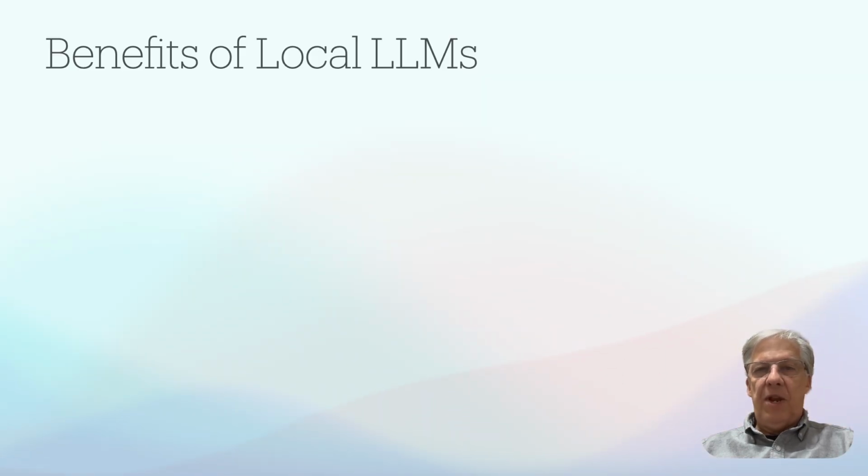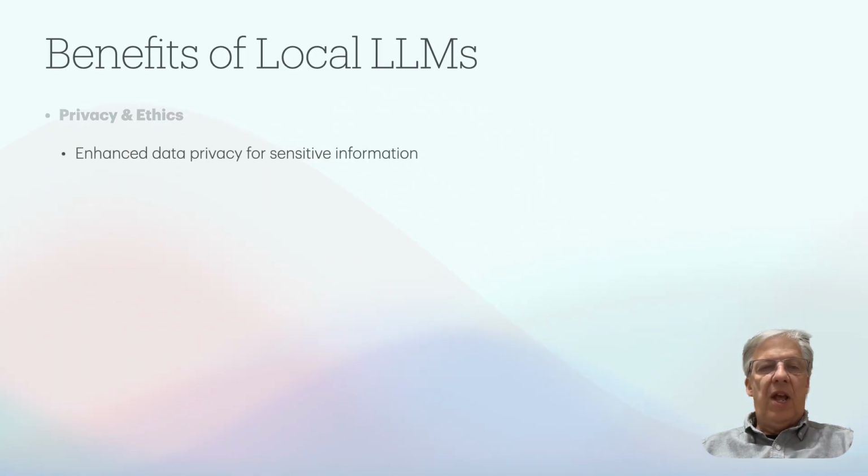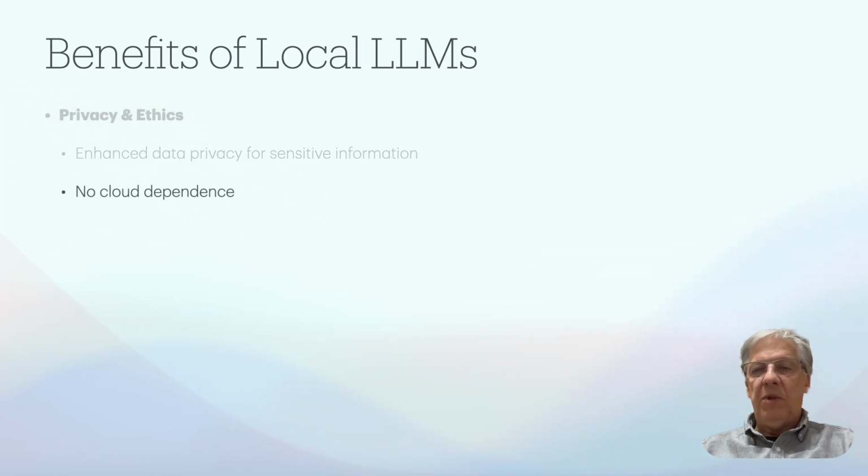So there's a lot of benefits to local large language models, LLMs, right? There's privacy and ethics issues, enhanced data privacy for sensitive information, no cloud dependence, meaning you can work on this thing offline on your own machine. If your internet goes out, especially after a hurricane like in Houston, and you're out of internet for a while, you can keep working with AI, no less, right? So you're DR 1.05 compliant, at least unofficially, but certainly practically.